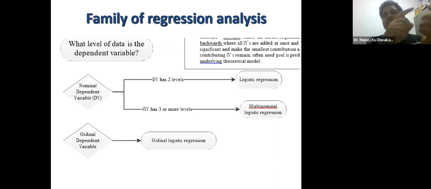We talked about the chi-square test. We talked about the parametric methods. We talked about the non-parametric methods. And now we will talk about the family of regression analysis. So the family of regressions depends on what your dependent variable is. If your dependent variable is nominal, then you use a certain regression analysis. If it is continuous, then there is a certain regression test. So you can use them according to the dependent variable.